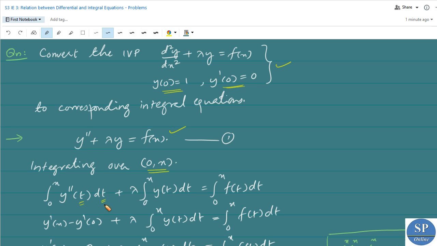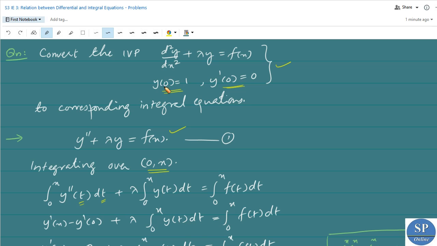Instead of zeta, we are taking t here. It's for convenience, no problem. So we get integral 0 to x y double dash t dt plus lambda into integral 0 to x y of t dt equal to integral 0 to x f of t dt. So we are integrating over the interval 0 to x. The integral of y double dash t with respect to t is y dash t, and applying these limits we will get y dash of x minus y dash of 0 plus lambda into integral 0 to x y of t dt equal to this.